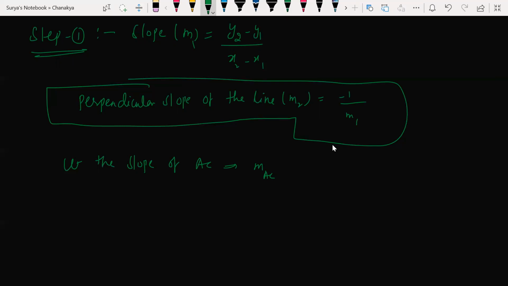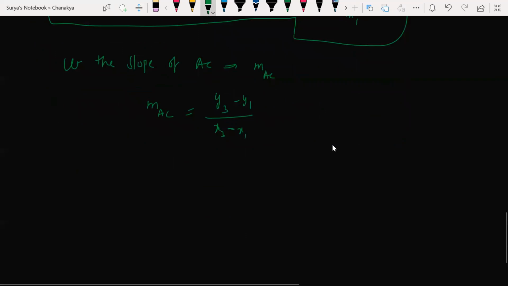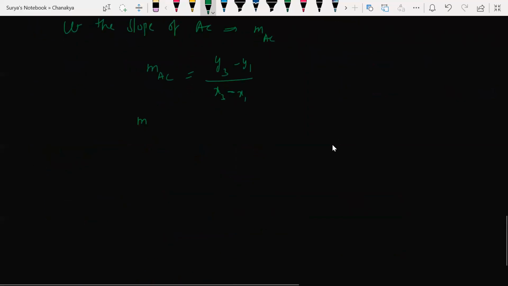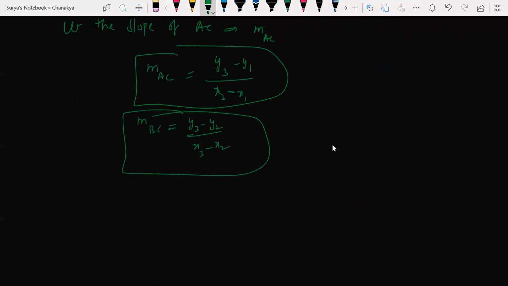MAC is nothing but the slope of AC. How do you find that? Y3 minus Y1 divided by X3 minus X1. No need to remember anything, I'll tell you the formula. We'll solve the question and you will understand it. Similarly, the slope of AB, and the slope of BC is Y3 minus Y2 divided by X3 minus X2. These are the slopes I got.